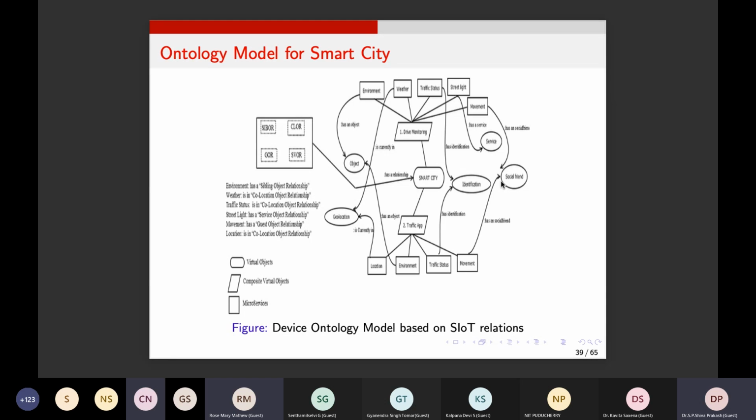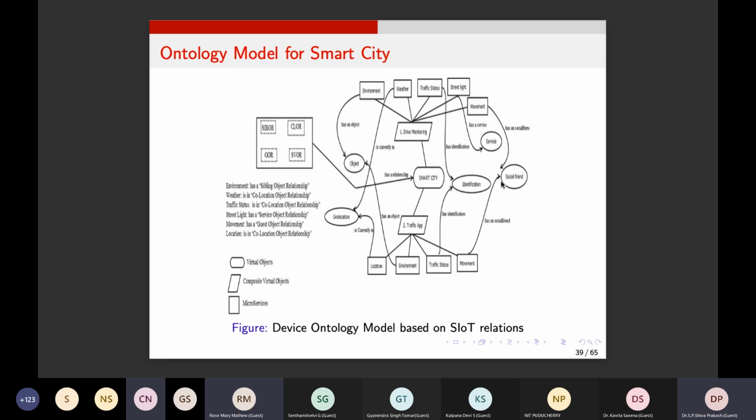So the ontology model is helping us for SIoT based applications here, right? To cluster them or to group them. How many or what are the devices that are involved in a co-location object relationship, or what are the objects that are in a social service object relationship, or the set of devices that are in a sibling object relationship. Okay, so this is with respect to device. So device ontology basically focuses on the hardware.